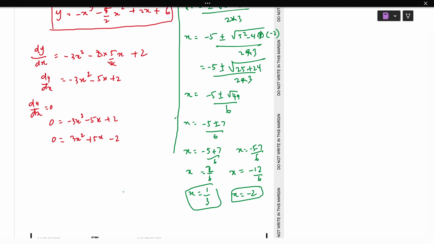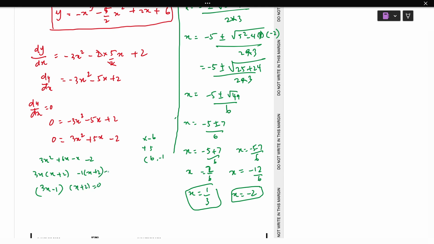Even the normal factorization we can do here. Multiplying we have to get negative 6, adding we have to get negative 5. Okay, so it's going to be 3x square. No, the factors are 6 and negative 1. So plus 6x minus x minus 2. So when I take 3x outside, that is x plus 2. So x plus 2 here. So I'll put negative 1. So 3x minus 1 and x plus 2 equal to 0.